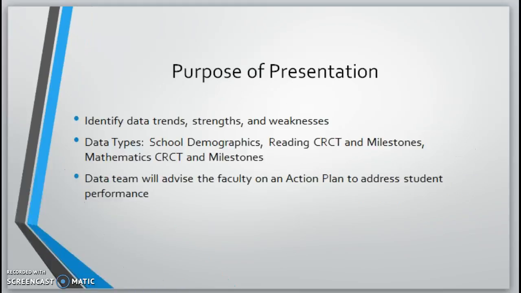The purpose of this presentation is to look at our school data to identify data trends, strengths, and weaknesses to support student achievement. I will be focusing on 3 types of data: school demographics, reading achievement for both CRCT and Milestones assessments, and mathematics achievement for both CRCT and Milestones assessments.